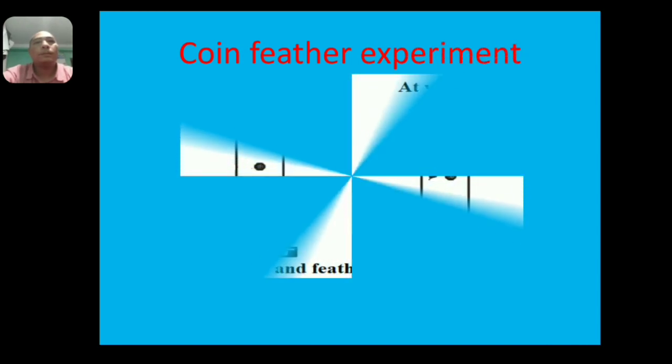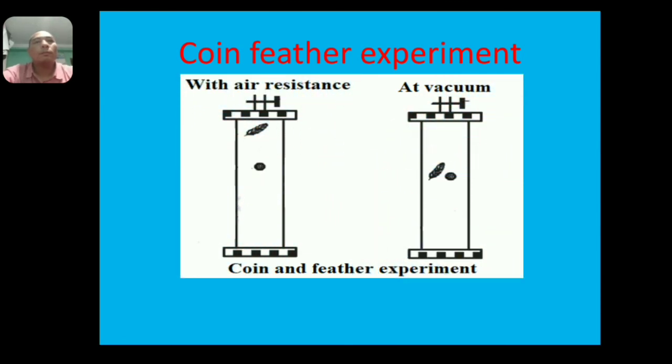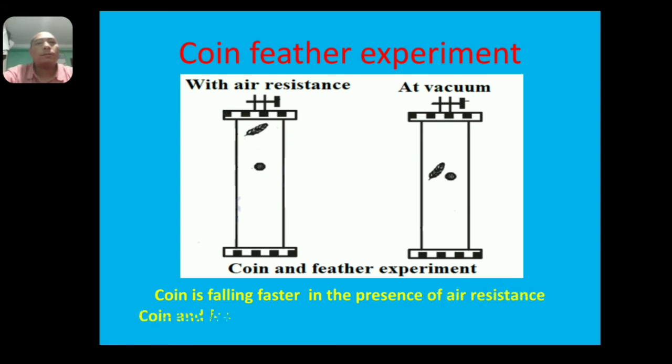Coin feather experiment. Coin is falling faster in the presence of air resistance. Coin and feather are falling simultaneously at vacuum.